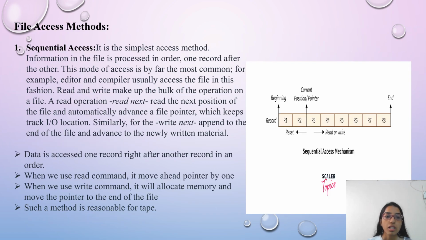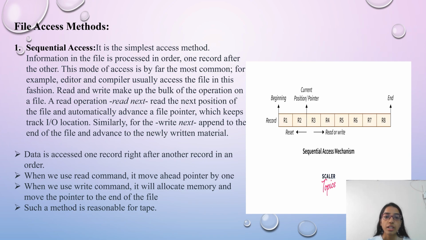File access methods. First one, sequential access. It is the simplest access method. Information in the file is processed in order, one record after the other. This mode of access is by far the most common. For example, editor and compiler usually access the file in this fashion. Read and write make up the bulk of the operations on a file.